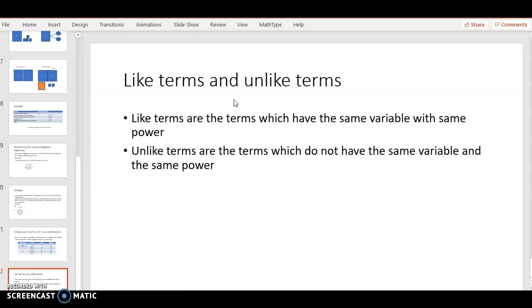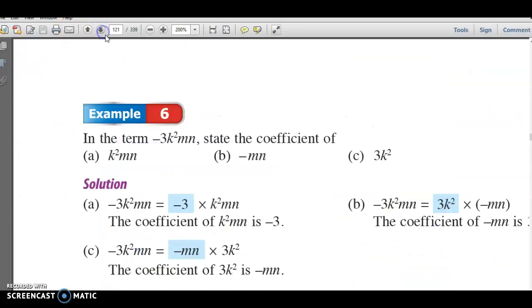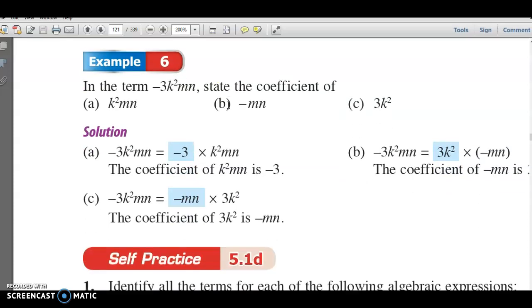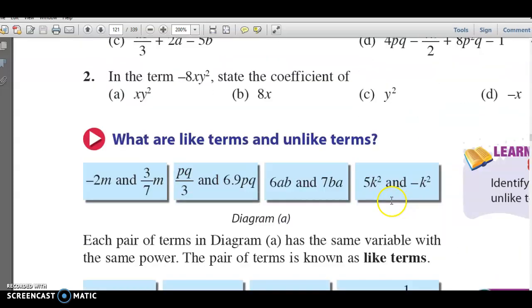Okay, like terms and unlike terms. What are like terms? Like terms are the terms which have the same variable with the same power. Unlike terms are the terms which do not have the same variable and the same power. We can look at an example in your textbooks. Sorry, we move on to another one. What are like terms and unlike terms?